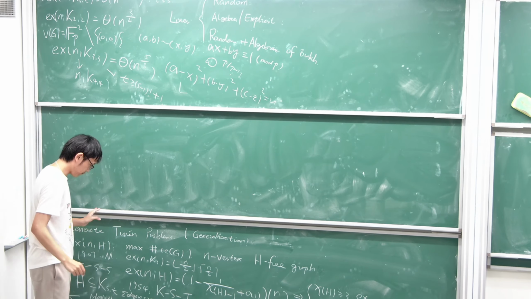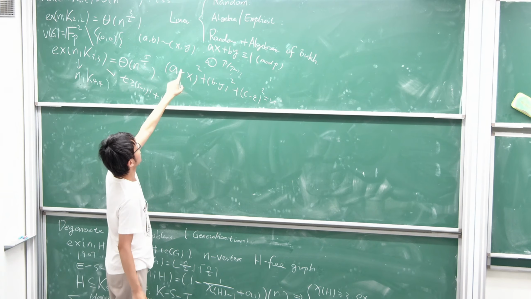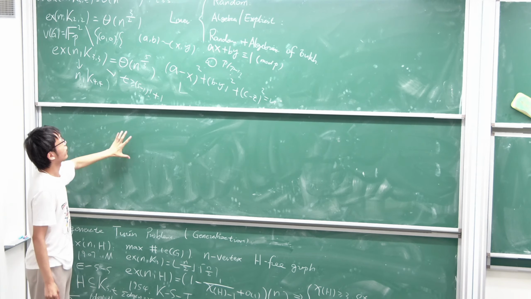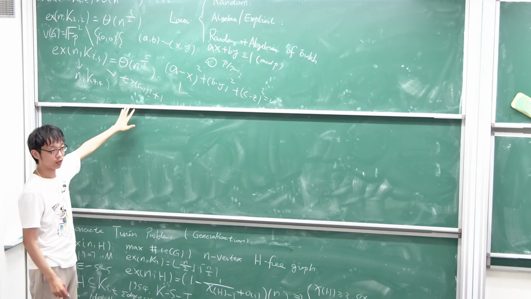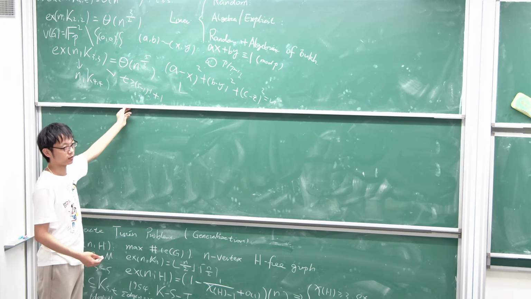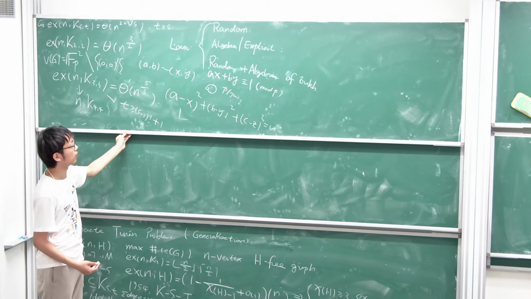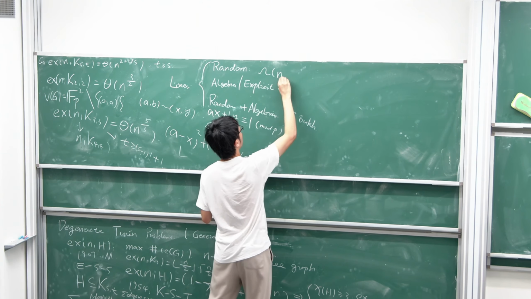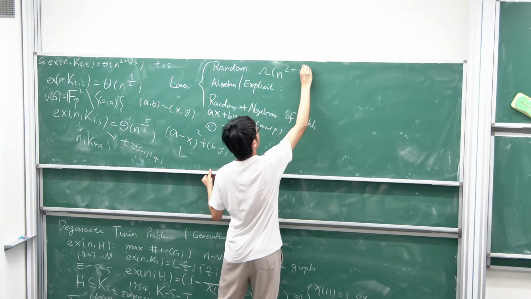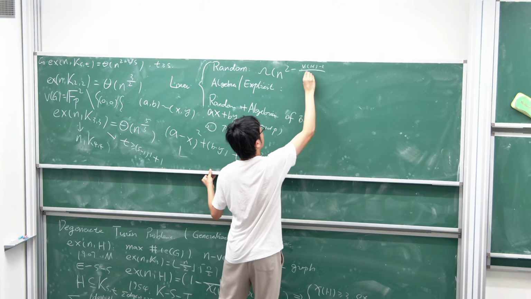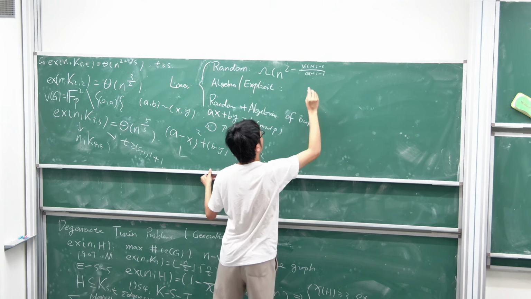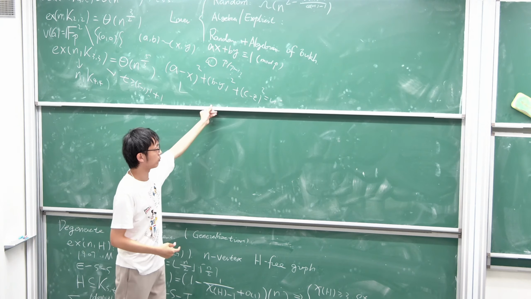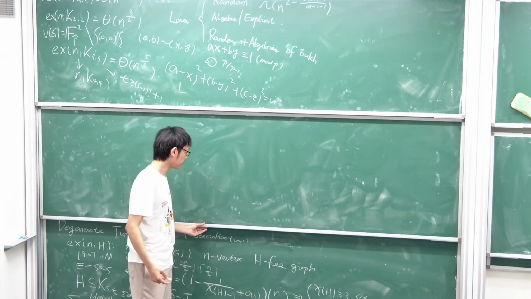Okay, I just have a few comments on these three methods. The first is that for any graph H, you can use the probabilistic method to obtain a lower bound of the Turán number, in this form, but it's not good in general, at least for many special cases.